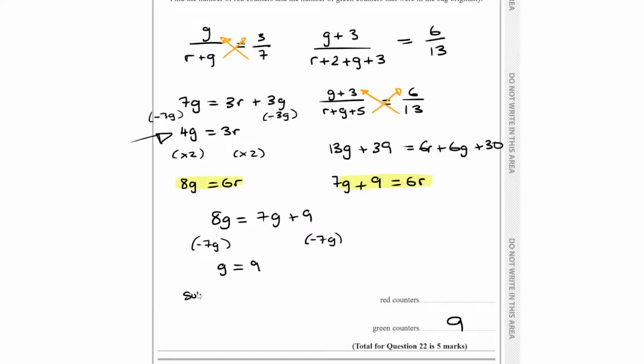So sub G is 9 into the original. Let's call that equation 1. That one can be called equation 2. You don't have to write that in your working out. I'm just doing it so you can see what I've done. So we know what G is. It's 9. So 4 times 9 would be the same as 3R. Now you just solve that for the red.